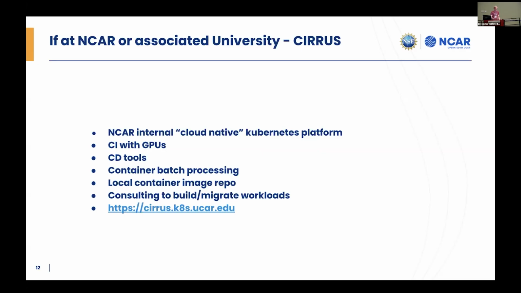So if you are at NCAR or some sort of associated university with us, basically if you have any access to our HPC resources or could get access to it through your university, as I mentioned, I'm on the internal cloud team here. We have our platform called Cirrus, which is cloud infrastructure for remote researchers, universities, and scientists. And it's just our internal way of providing resources cloud natively to people.